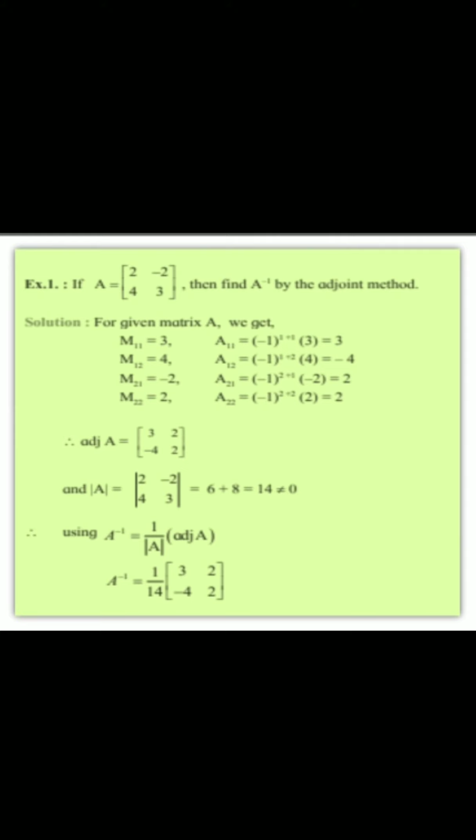and then find the determinant of A, equal to 14, which is not 0. Then, using the formula, A inverse is equal to 1 upon determinant of A times adjoint of A. We put in the values of the determinant of A and the adjoint of matrix A. Then we get the final answer: A inverse is equal to 1 upon 14 times the matrix 3, 2, minus 4, 2.